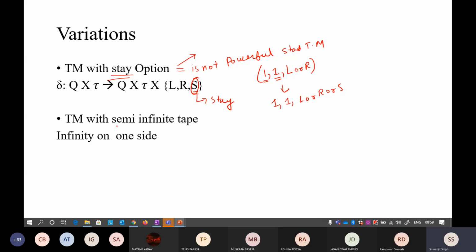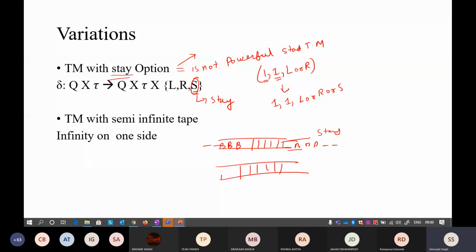Another one is a Turing machine with semi-infinite tape. Semi-infinite tape means that there is a blank symbol only on one side. Suppose this is the tape of the standard Turing machine. The blank is on the left and right hand side, so that tape is infinite. But in this particular case, semi-infinite means that you have to define, say, one lakh blanks on the left hand side, and on the right hand side blanks can be infinite. Again, the power of this machine is equivalent to the standard Turing machine. It is not more powerful than the standard Turing machine.